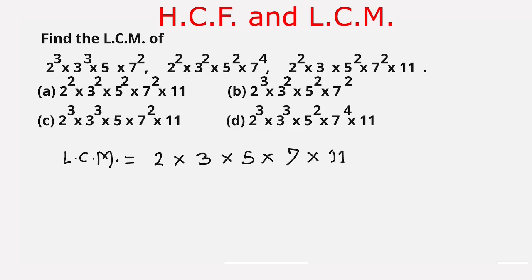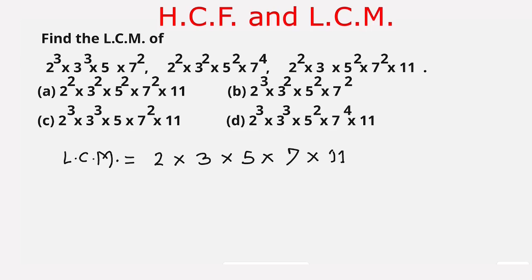So we have to take all the prime factors, whether they may be in number 1 or in number 2 or in number 3. We have to take all. Now we have to find the highest power of the constituent prime factors. In the first number, 2 has the power 3. In the second number, 2 has the power 2. And in the third number, 2 has the power 2.